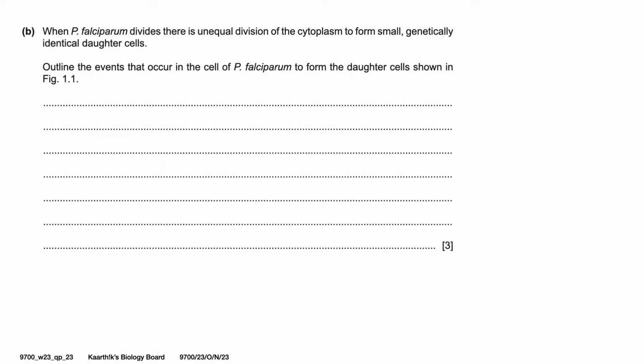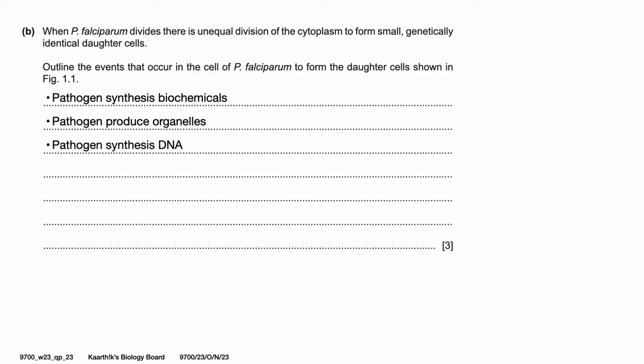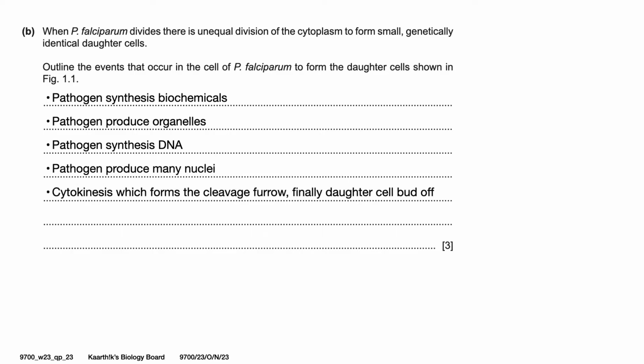So during this process, we are going to look at what events occur in the Plasmodium falciparum. First, the pathogen is going to synthesize its own biochemicals, then it's going to produce its own organelles, it is going to synthesize its own DNA, then it also produces many nuclei, then cytokinesis which forms the cleavage furrow. So after forming the multinucleate stage, cytokinesis will take place in the cleavage furrow, and finally the daughter cell will bud off.